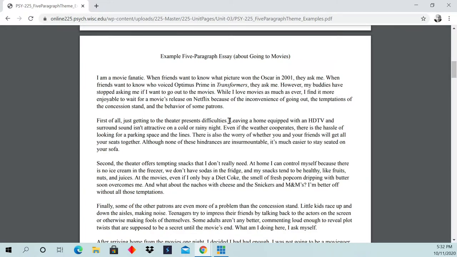Okay? Then the second main body paragraph. Second, the theater offers tempting snacks that I don't really need. What was the second main point from the thesis? The temptations of the concession stand. So you see the parallel there.